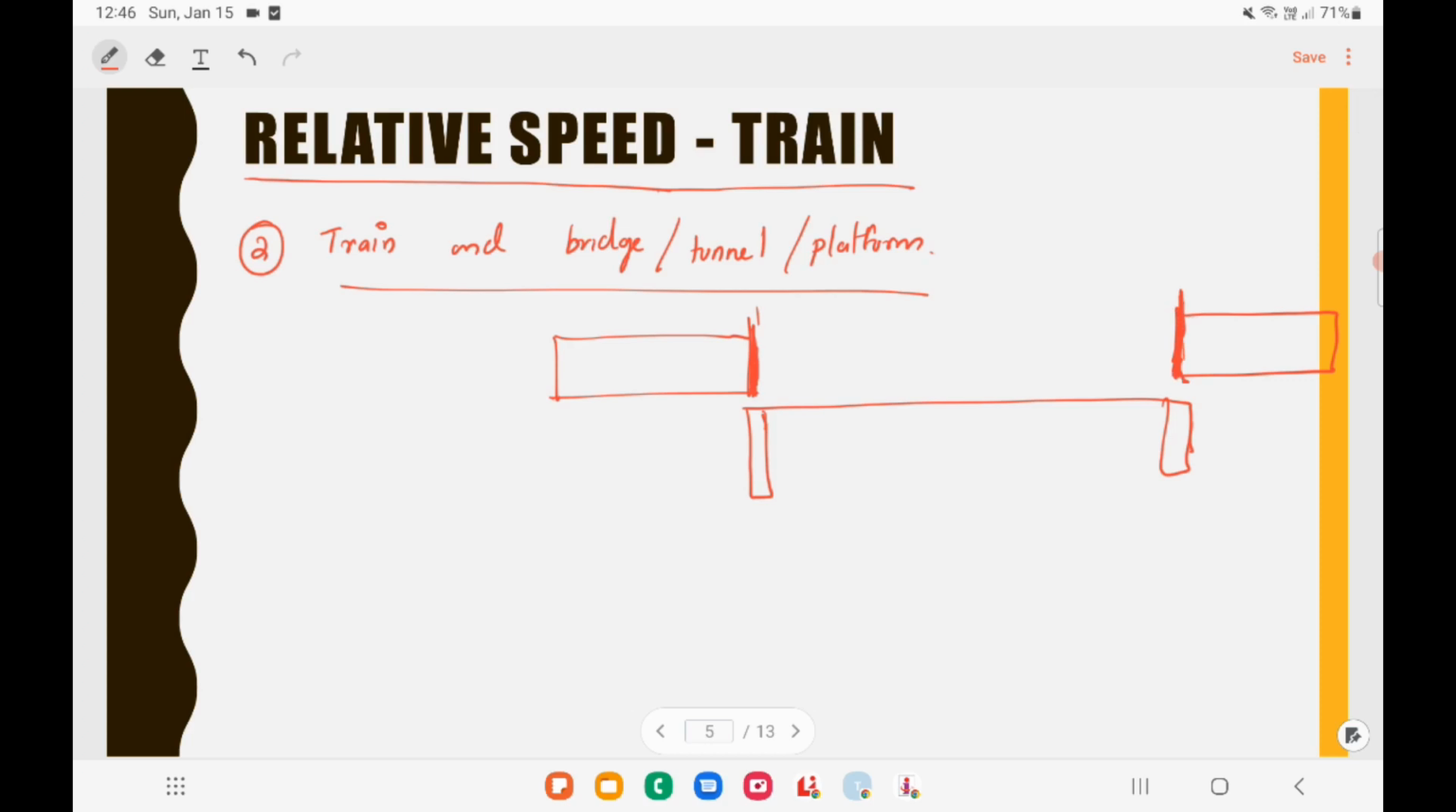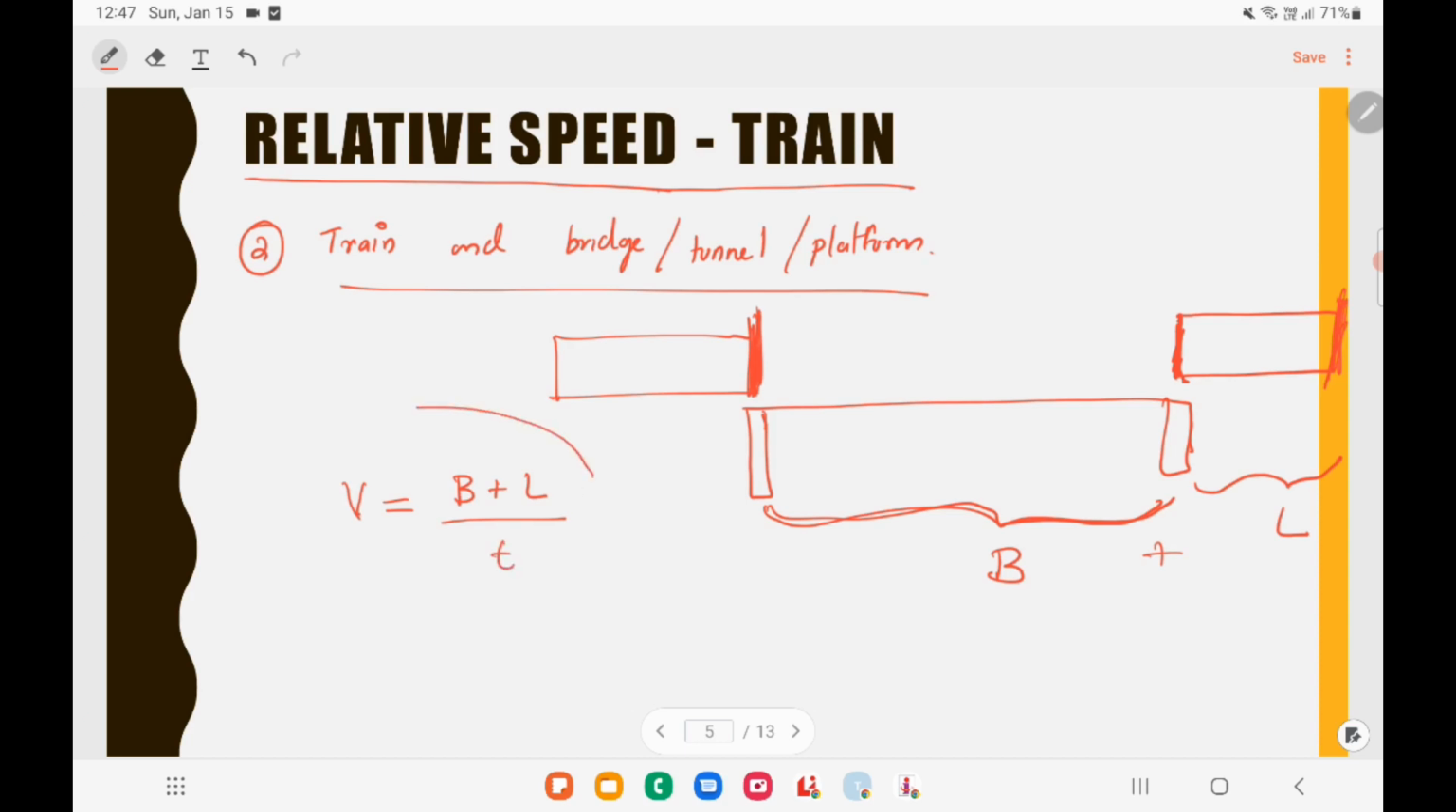Now how much distance did the train cover? It covered this much distance. In the initial case, the front of the train was here. Now the front of the train is here. So it covered a total of this much. Let's assume that the length of the bridge is B and the length of the train is L. So it covered a total distance of B plus L. So here the speed V of the train is equal to the total distance covered by it, which is B plus L, divided by T, where T is the time taken to cross the bridge. So this is the equation that you need to use here.